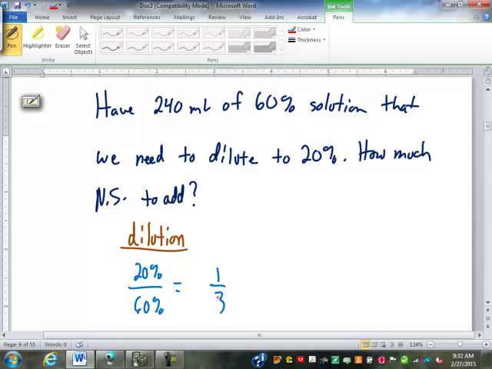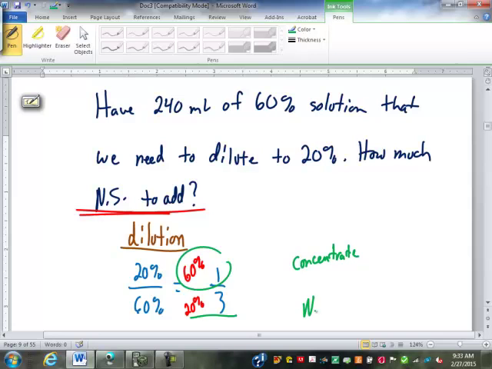Now, the 1 in 3 dilution, remember, is concentrate over total. So in this case, this is the 60% to the 20%. Neither one of those numbers represents what we're looking for, which is the amount of sterile water or neutral solution added to this. If it is a 1 to 3 ratio of concentrate to total, what is our ratio of concentrate to our neutral solution or sterile water?